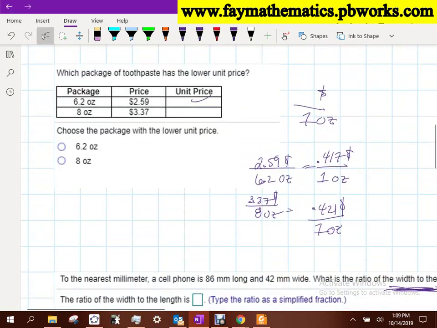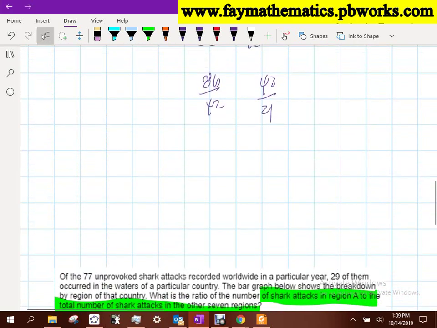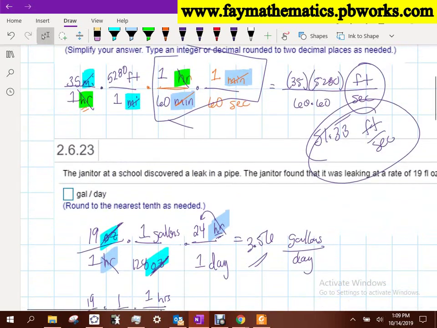So those are the types of questions, guys. This unit price question, this question here, maybe even this janitor question. Those are the types of things that you're going to see on an end-of-course exam where they ask you to use ratios and have an understanding of ratios.